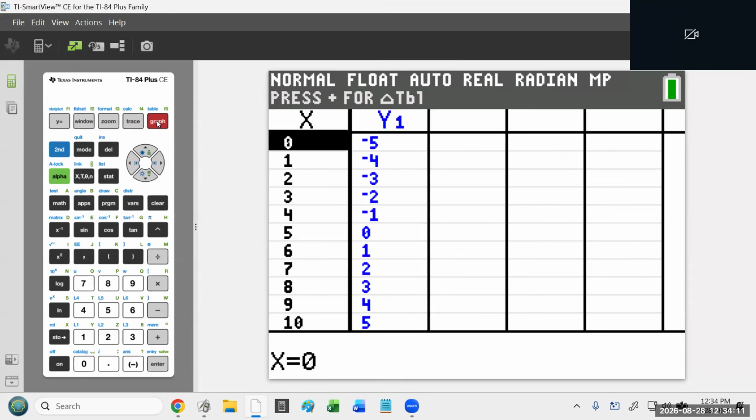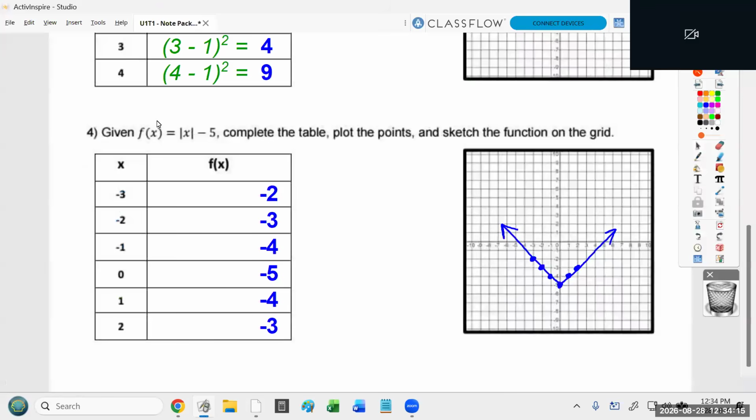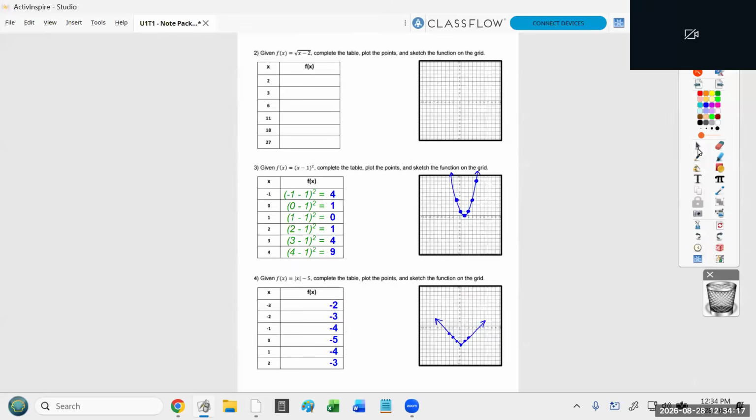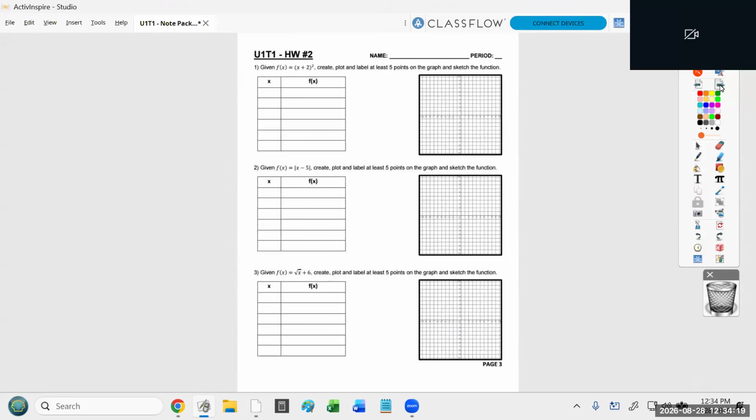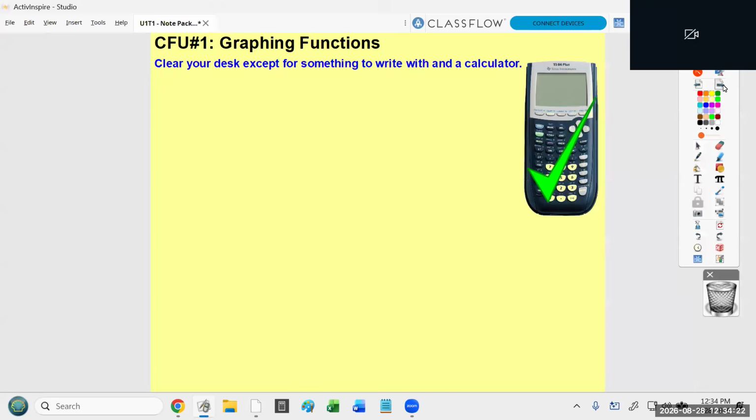Questions? All right. Then go ahead and clear your desk completely. We're going to use the rest of the period. You have your homework tonight. Homeworks 1 and 2 are due on Monday, but we're going to use the rest of the period to complete CFU number 1.